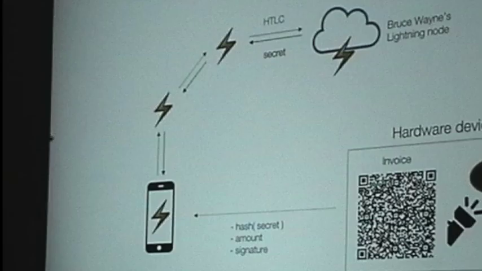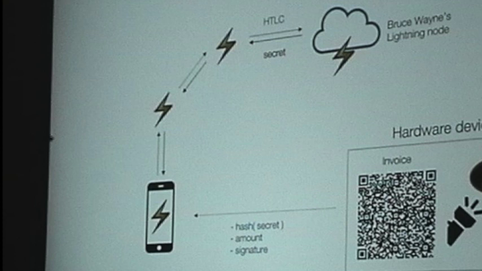that is hosted somewhere in the cloud. And then we have this hardware device, because obviously on an Arduino you don't want to run the full Lightning node, because they are not made for that, they are not so powerful. And then the guy comes to this bat signal and scans the invoice with the QR code.